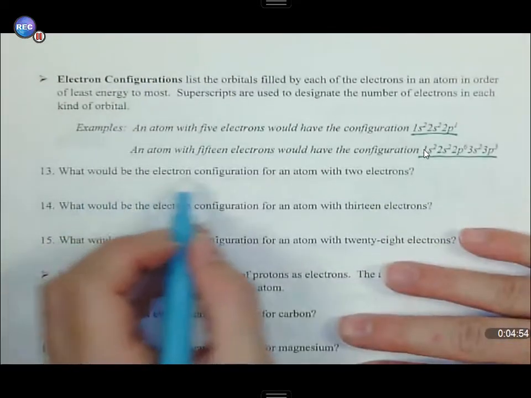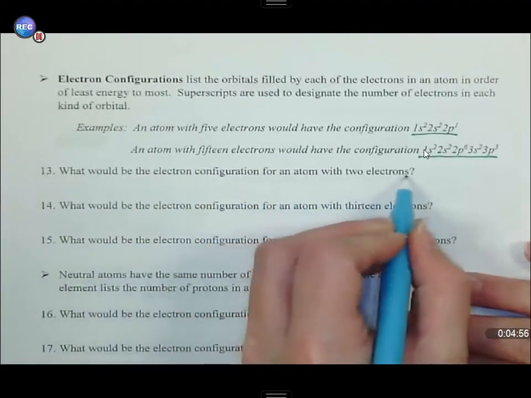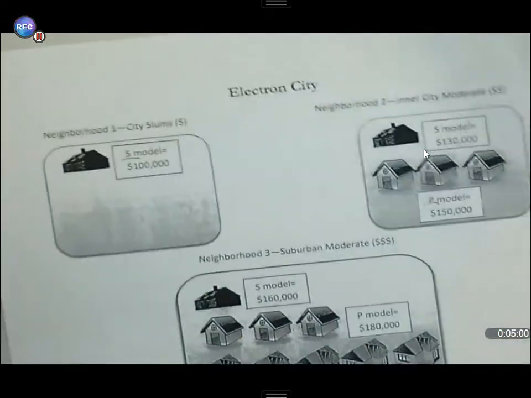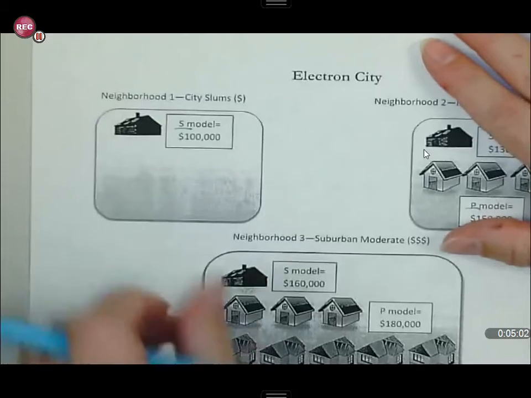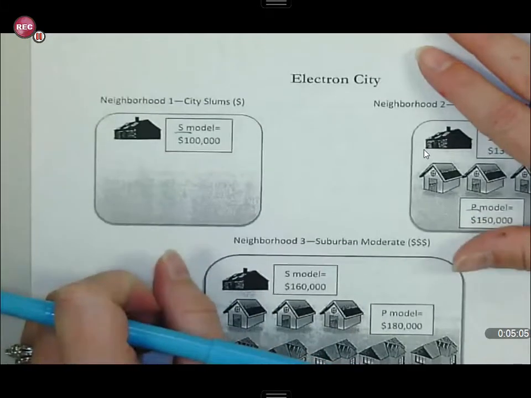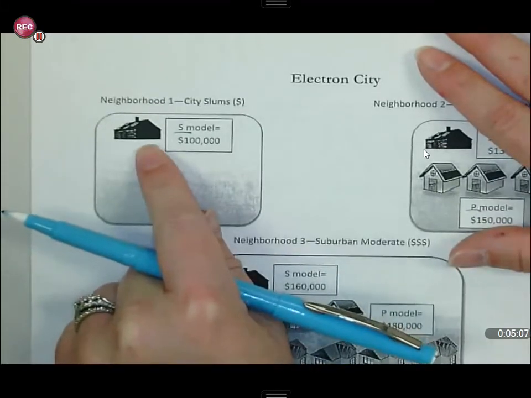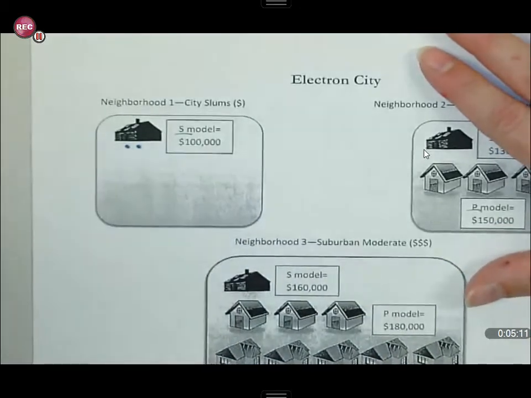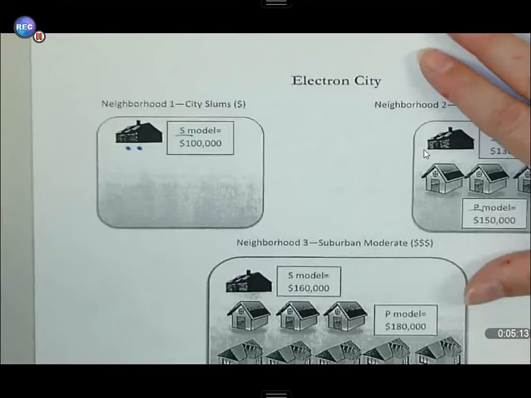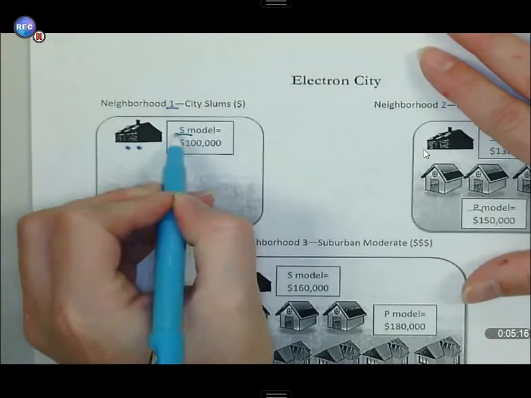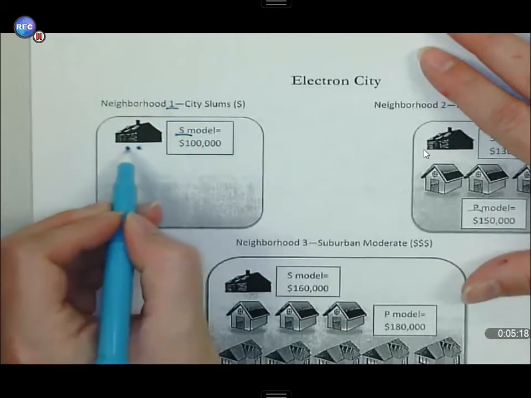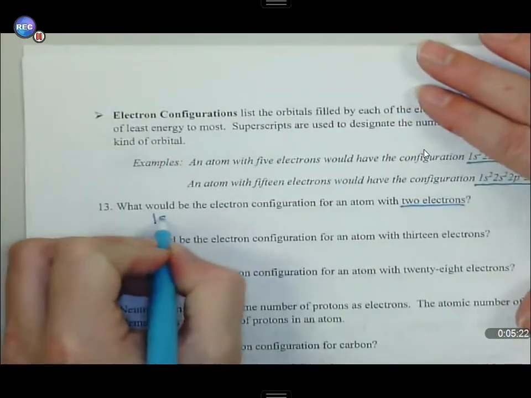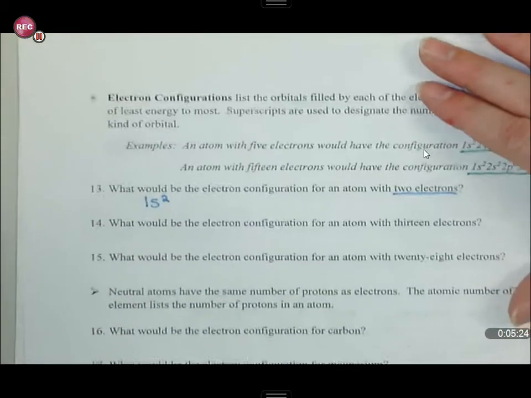Okay, what would be the electron configuration for an atom with 2 electrons? So let's go back to our houses, and we have 2 electrons. Now, remember, in each house, we can fit 2 electrons. So this guy right here is by himself, so we can fill this one up with 2 electrons. So when you go to name it, it's going to be 1s and then 2 electrons. So you're going to write it down as 1s2.